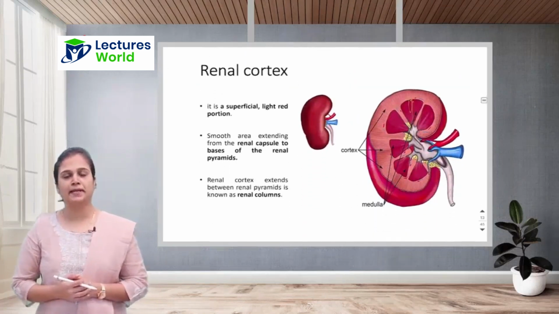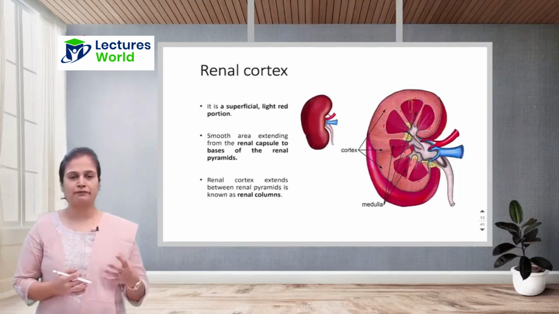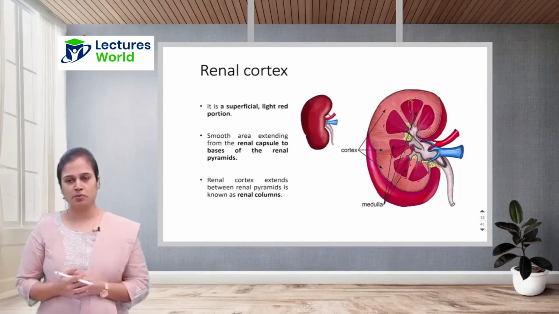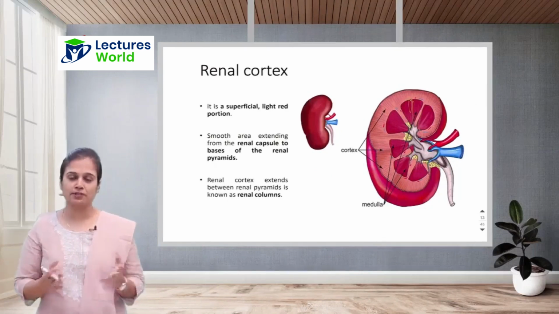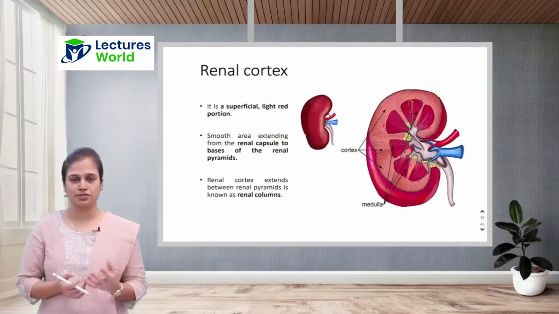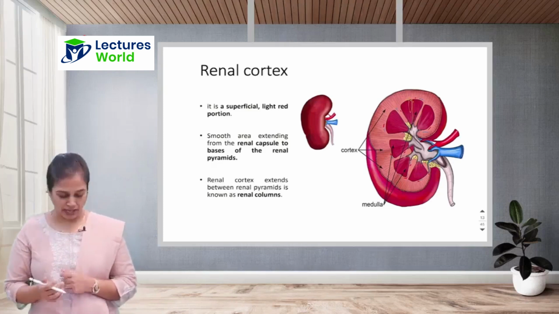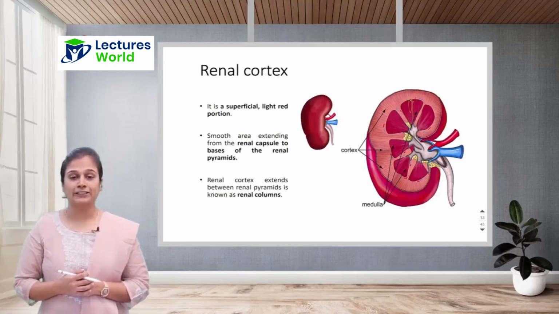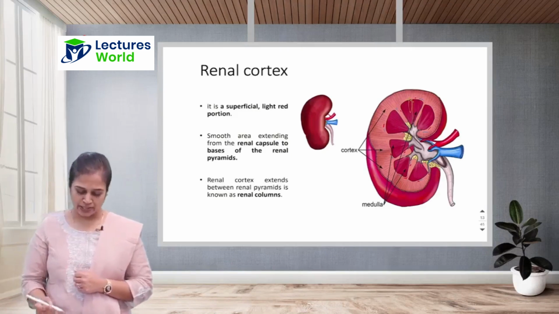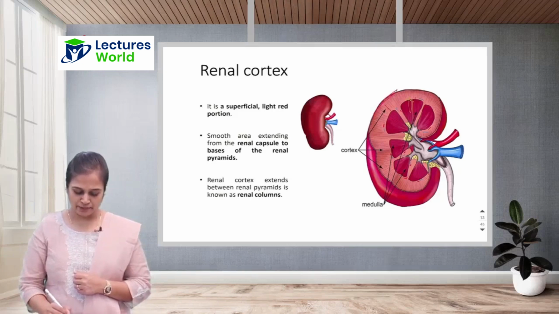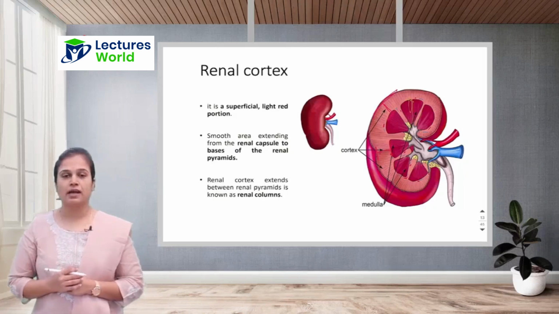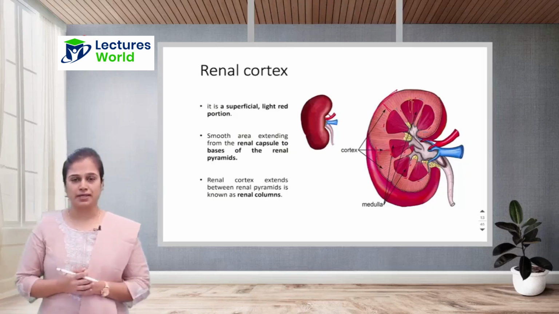Talking about the renal cortex, it is a superficial light red portion. The meaning of cortex itself is outer portion, the superficial portion. It is the smooth area extending from the renal capsule to the base of the renal pyramid. So you can see this is the renal capsule, till the base of the pyramid. This portion from here to here is called the renal cortex.